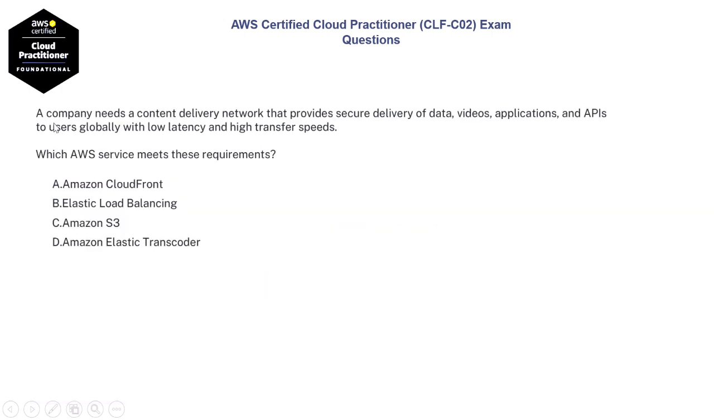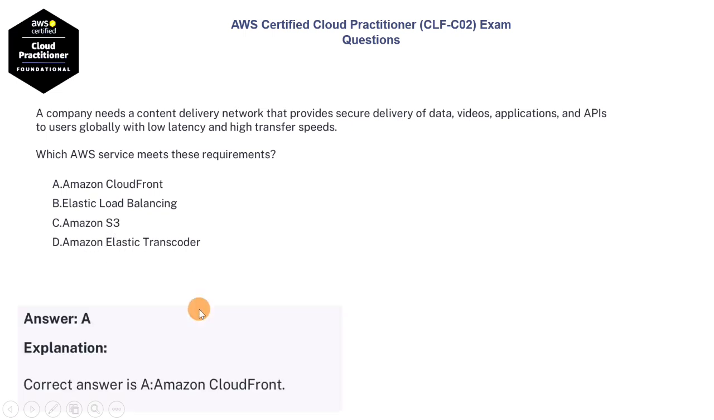Next question. A company needs a content delivery network that provides secure delivery of data, videos, applications, and APIs to users globally with low latency and high transfer speeds. Which AWS service meets these requirements? Option A, Amazon CloudFront. Option B, Elastic Load Balancing. Option C, Amazon S3. Option D, Amazon Elastic Transcoder. The correct answer is option A, Amazon CloudFront.